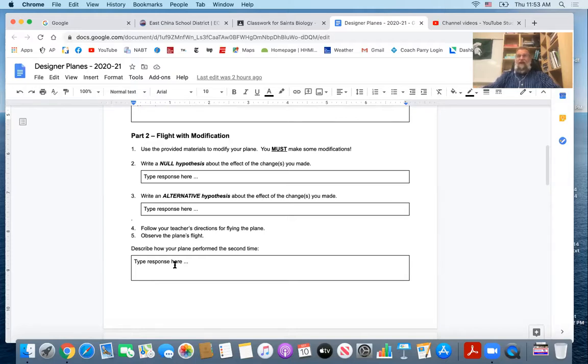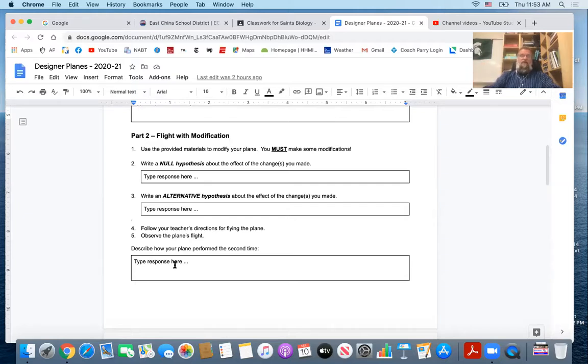I'm trying to gather data to reject that. I want to actually see when I go test my plane that it actually does go further and I can reject the null hypothesis. If I can't gather evidence that rejects the null hypothesis, then my idea about the paper clip probably is not valid.